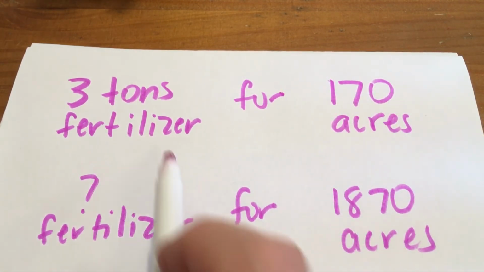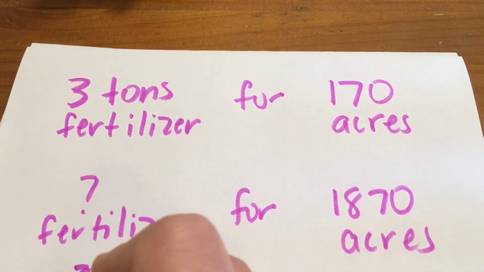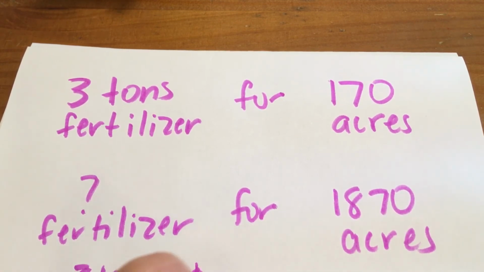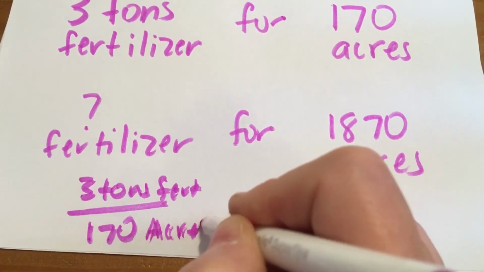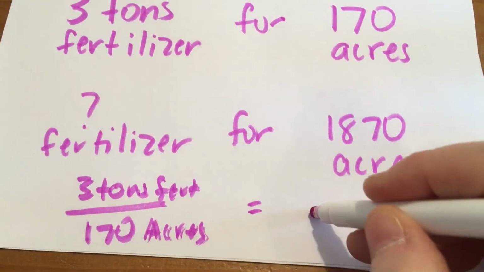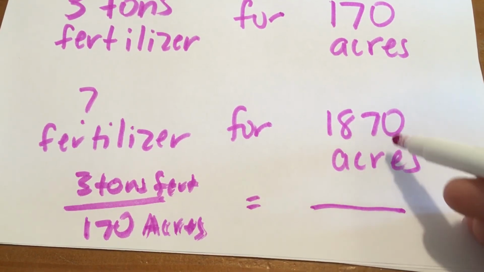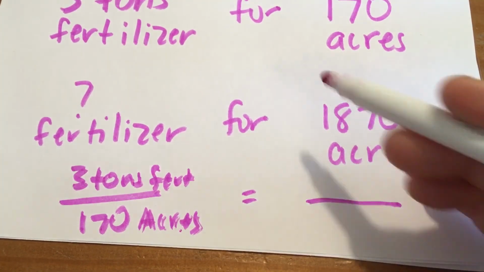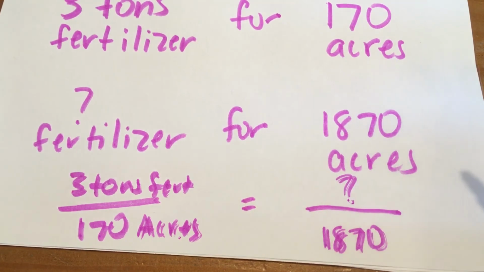Well, let's set it up with the one that we know. It takes 3 tons of fertilizer for 170 acres. That's what we know. He wants to fertilize 1,870 acres. So will that go on the top or the bottom? It will go on the bottom because it's acres to acres. How much fertilizer will he need?